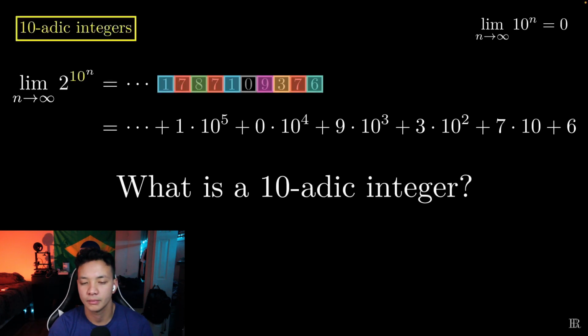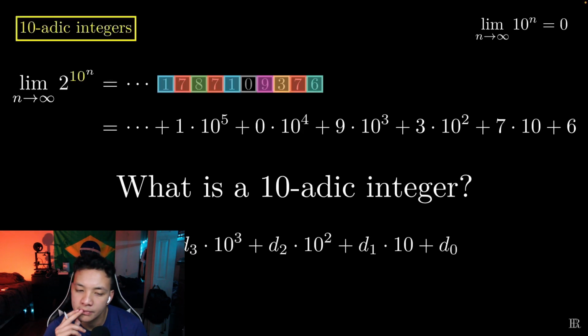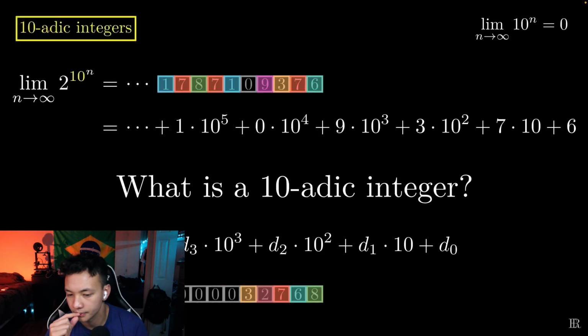A 10-adic integer is a sum that looks like this, where each digit d0, d1, d2, and so on is a number in the range 0 through 9. For example, the limit of 2 to the 10 to the n is the 10-adic integer whose digits are 6, 7, 3, 9, and so on. Every positive integer is a 10-adic integer, because we can extend its base 10 representation with zeros.